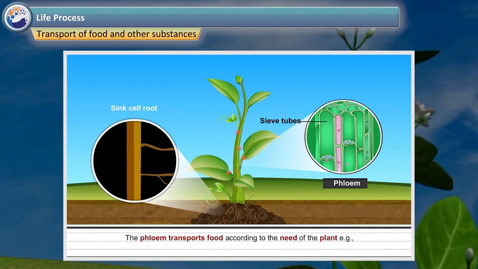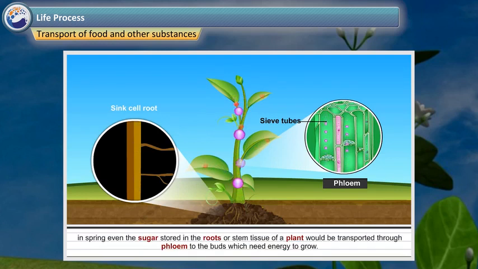The phloem transports food according to the need of the plant. For example, in spring, even the sugar stored in the roots or stem tissue of a plant would be transported through phloem to the buds, which need energy to grow.